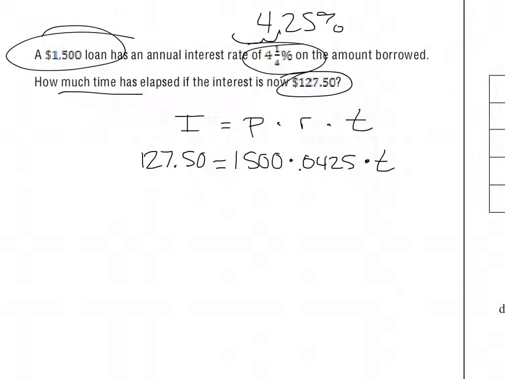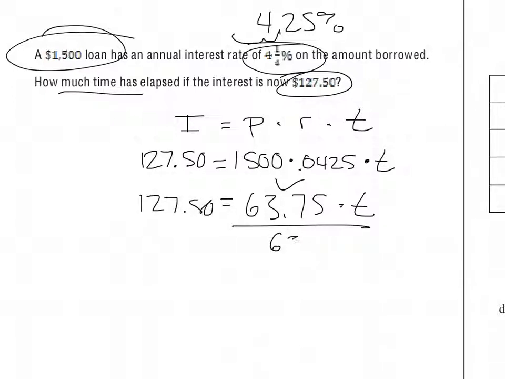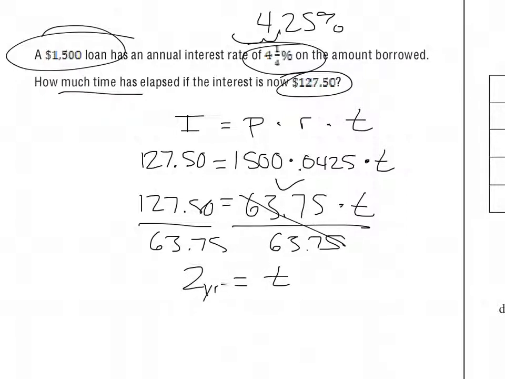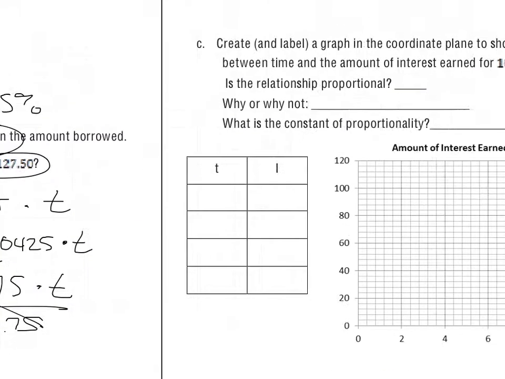So I want to go ahead and calculate this out. I'm going to use a calculator to multiply 1,500 times 0.0425. And I'm going to get $63.75 times t is equal to 127.50. Then I need to divide by 63.75. This cancels out, leaving me with t is equal to 2 years. Cool. And let's flip on over to the other side really quickly.